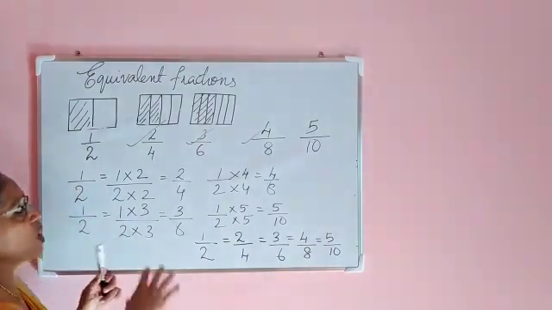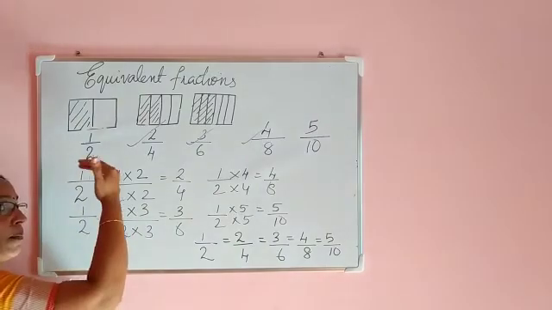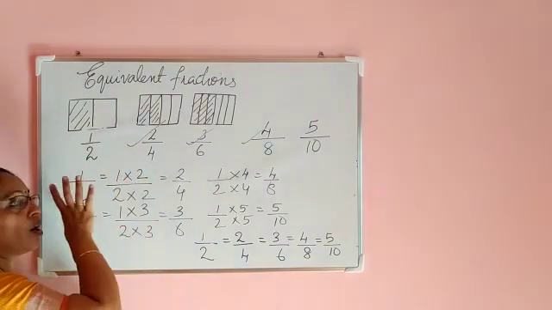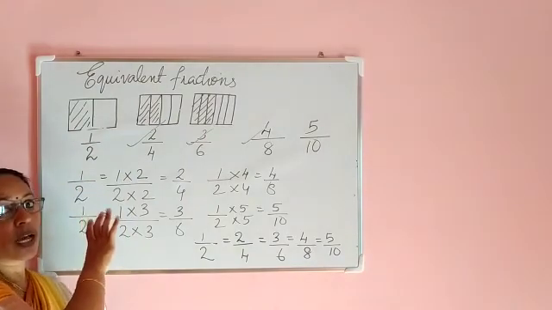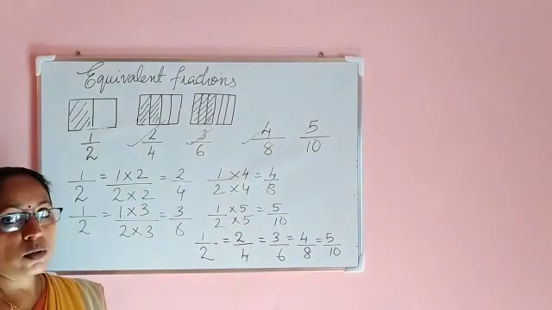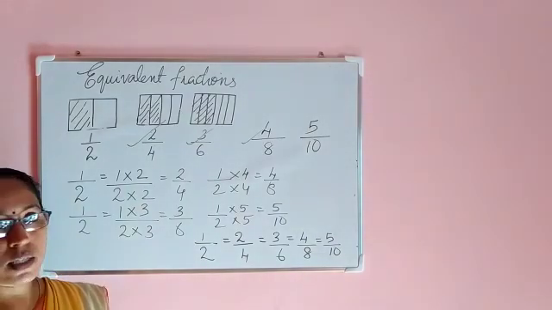Okay. So equivalent fractions are obtained by multiplying same number in the numerator and denominator of the given fraction. Okay, I hope you understood the equivalent fractions. So go through all the notes and see that the concepts are clear.